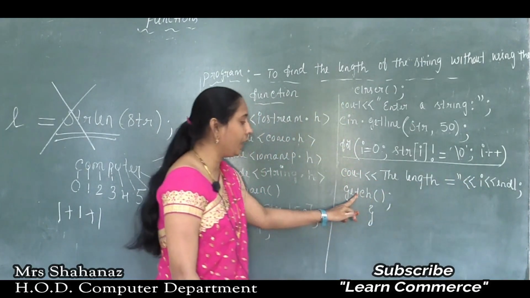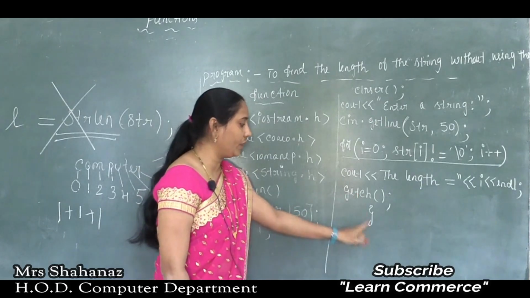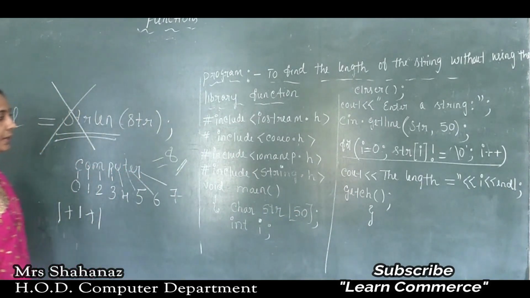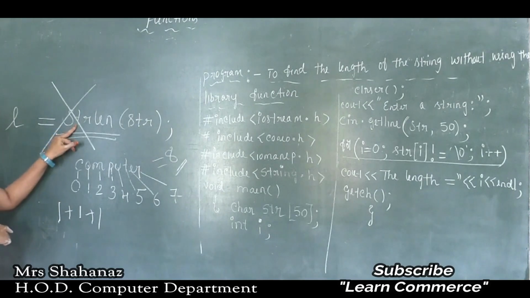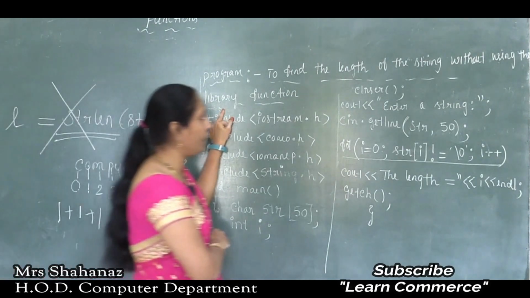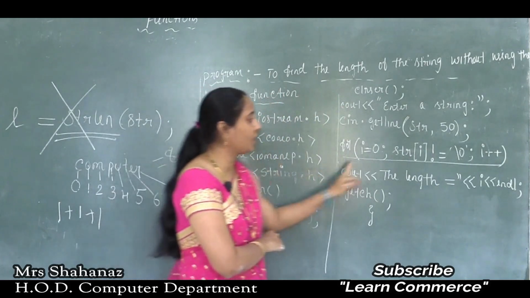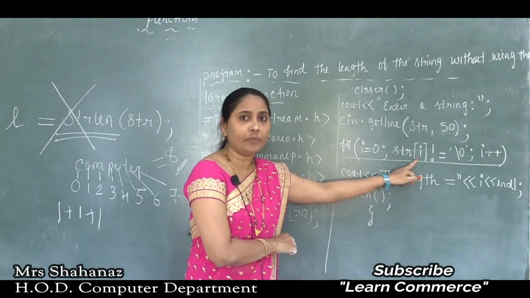And closing of the getch open close semicolon and closing of the flower bracket. So this is the program. As we know, in the first program we completed this program using a library function. By using the strlen function we completed it very easily, but this program we completed without using a library function. So this type of coding we need to write.